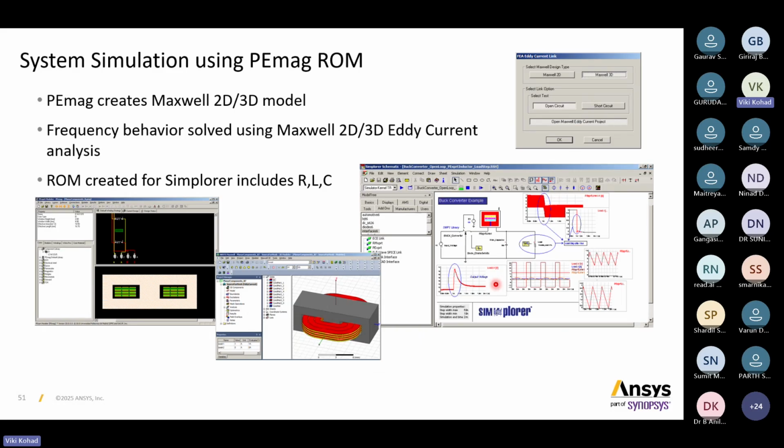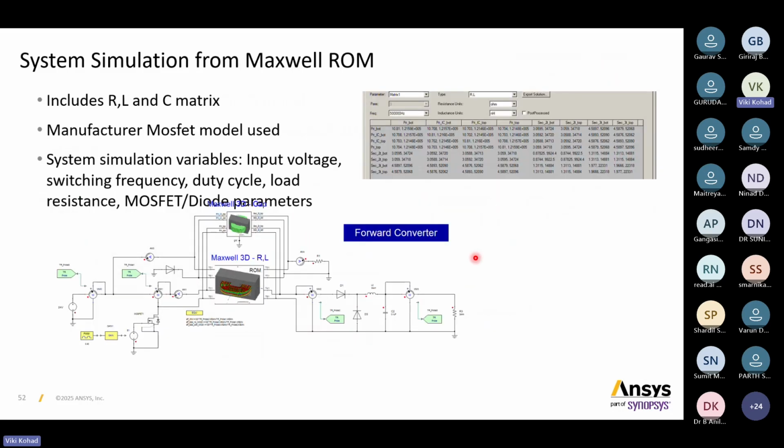And by using the PEG ROM you can simulate your Maxwell model and connect your Maxwell model inside the Simplorer also. This is one example of forward converters in the Maxwell ROM. These are the Maxwell ROMs, this one and this one, two Maxwell models, and this is the converter you design in the Simplorer part, or you can say the Twin Builder part. So the whole model you can simulate itself.